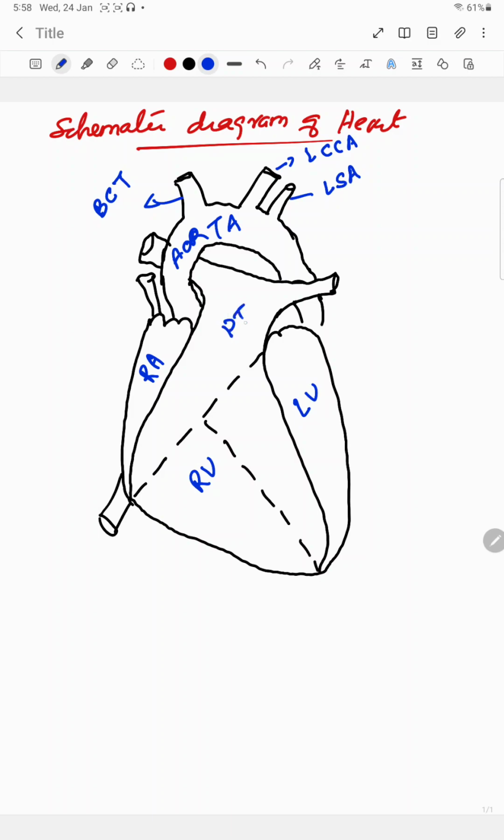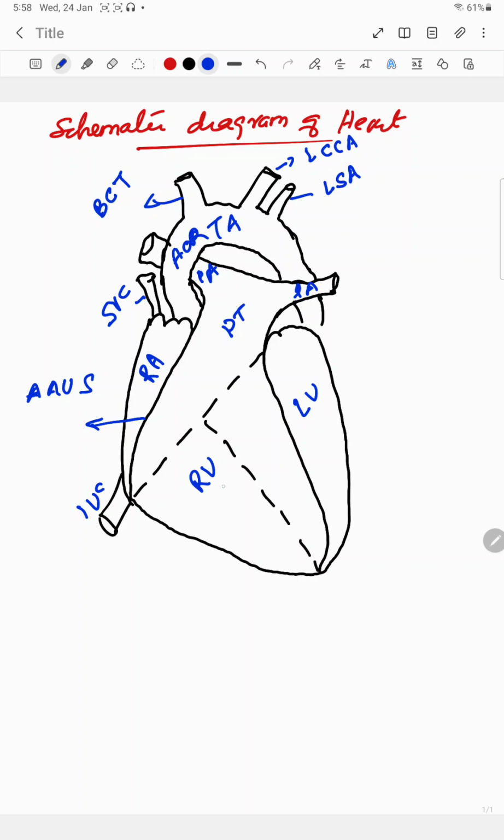Okay, what about this one? This is the pulmonary trunk with the pulmonary artery, right pulmonary artery and left pulmonary artery, these two pulmonary arteries. Now what about this one? Superior vena cava. Here comes the inferior vena cava. Okay, now what about this one? This is the anterior atrioventricular sulcus. Okay, right atrium, right ventricle.